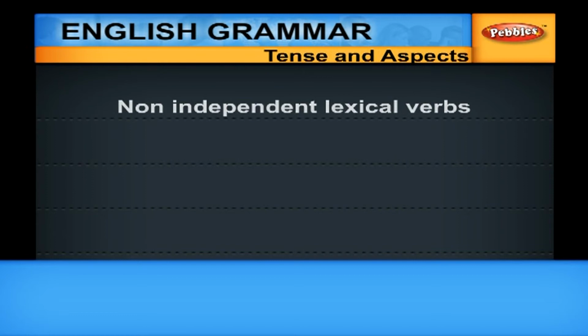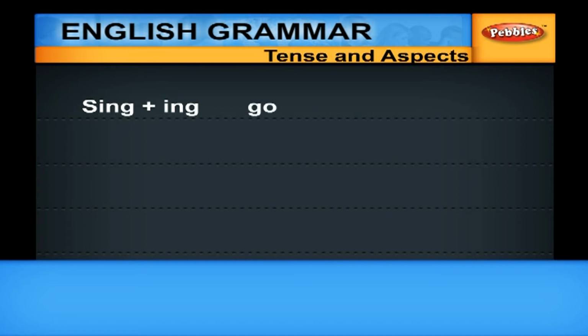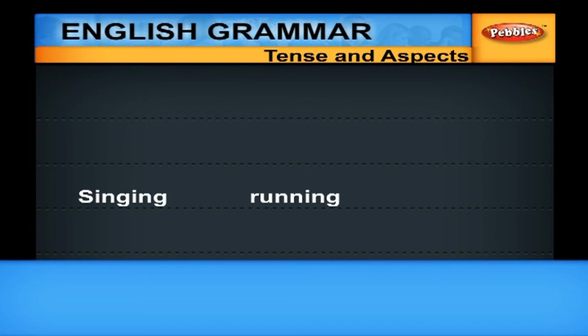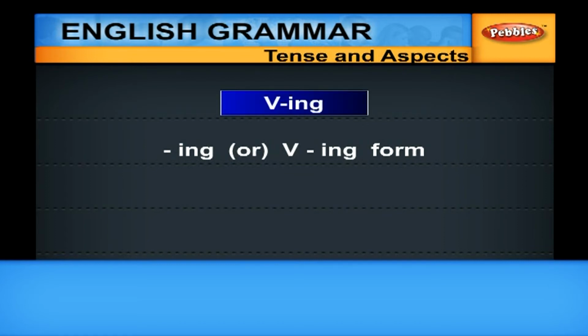Now, we come to the non-independent lexical items. Take these verbs: singing, going, reading. We have added ing to the root verb or VO verb. Sing plus ing, go plus ing, read plus ing. Singing, running, reading. The ing form, we call it the present participle. The ing form is not independent. It needs a helping verb or auxiliary to form a verbal structure. We use the ing or VING form in the formation of continuous aspects.